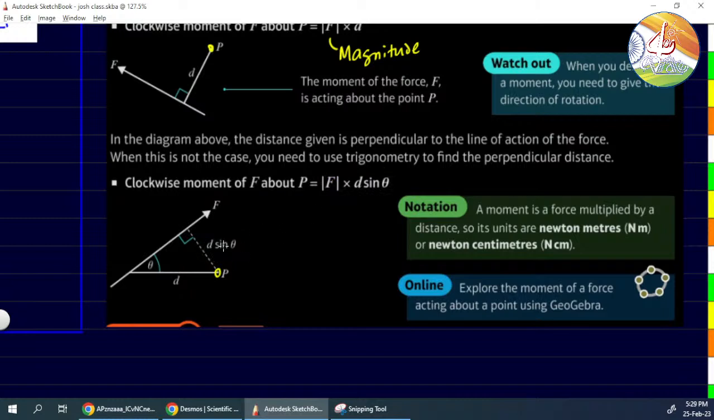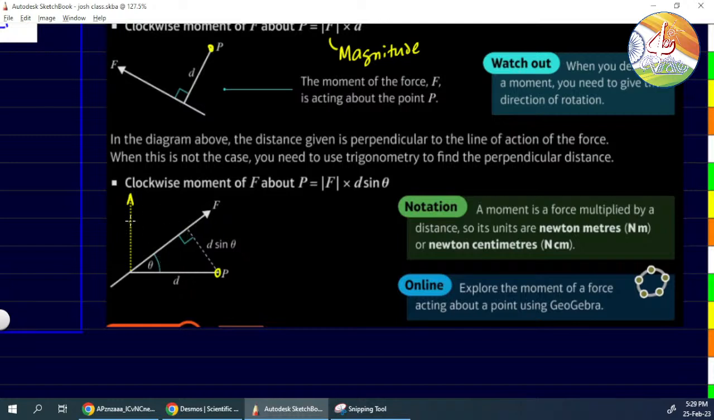Now there is one more way to solve it. Many times finding this perpendicular distance is difficult in the problems. So in case of that, what we have to do is we have to take the vertical component of the force.